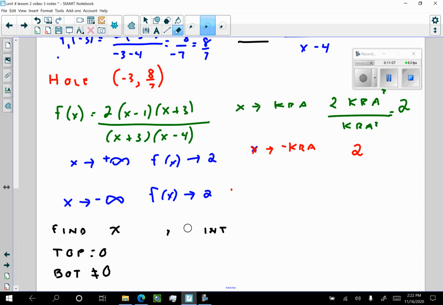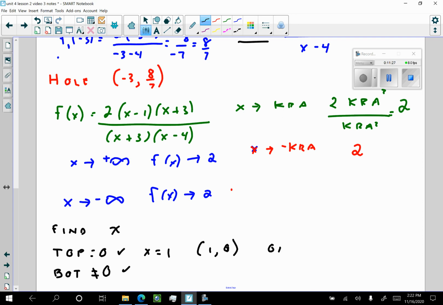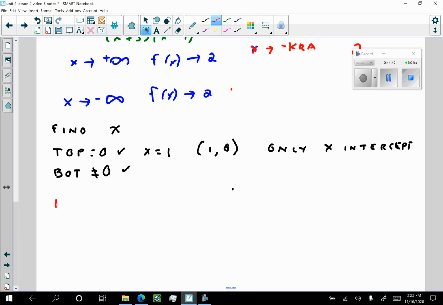Let me get this y-intercept out of here. It's going to be easy. So how about at x equals 1, the top is 0 and the bottom is not. So 1 comma 0 is the only x-intercept. There's only one x-intercept, and this is the only one. That's going to be very important when I go to sketch the graph. Alrighty. Next thing is find the y-intercept. Easy peasy.